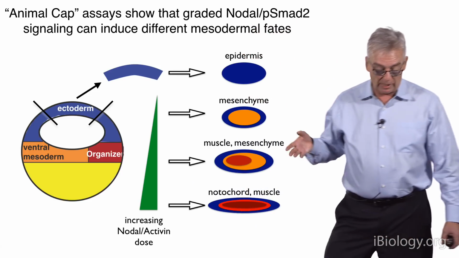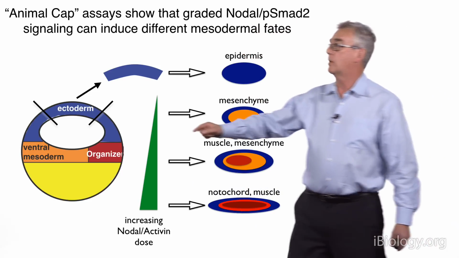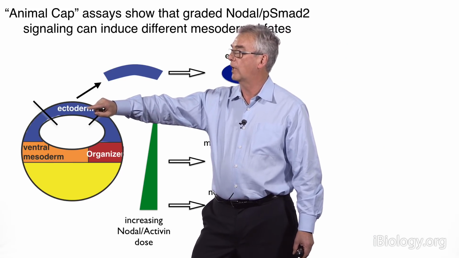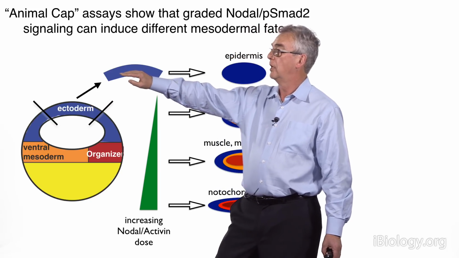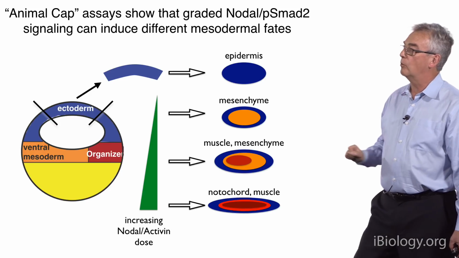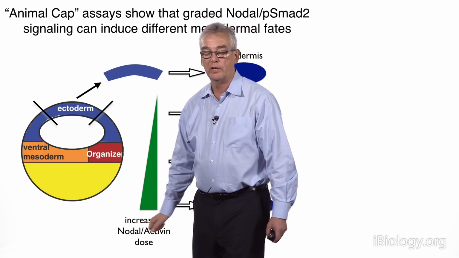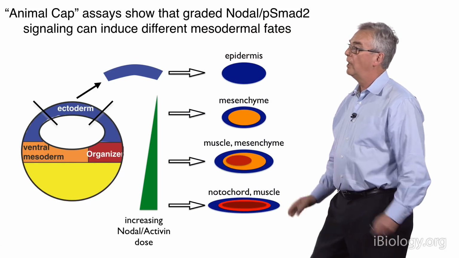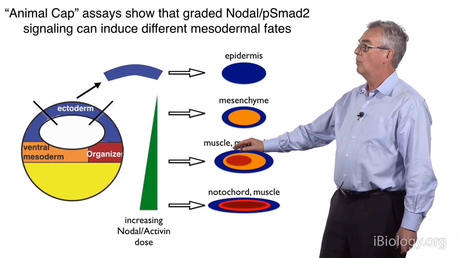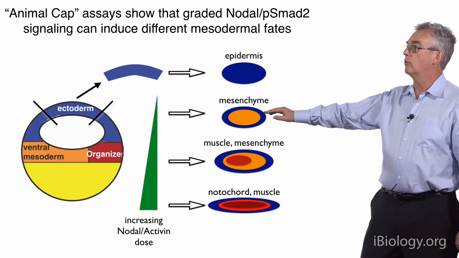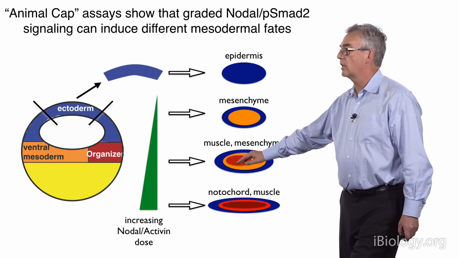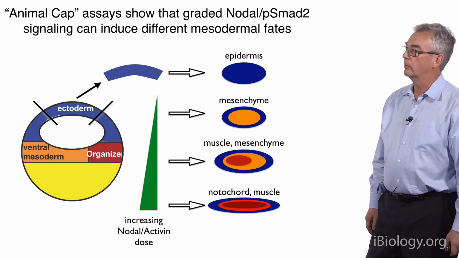And indeed, that whole idea is supported by this experiment, where we can take from the blastula stage naive ectoderm from this so-called animal cap and put it in culture. By itself, it will self-differentiate into epidermis. But if we add a signal, we can use either nodal or more conveniently activin, another member of the TGF-beta superfamily. If one adds increasing doses of that activin signal, the mesoderm-inducing signal, one can get caps that develop in a more ventral way, making mesenchyme, or as one doses in the signal, more and more dorsal tissues like muscle and ultimately a lot of notochord.